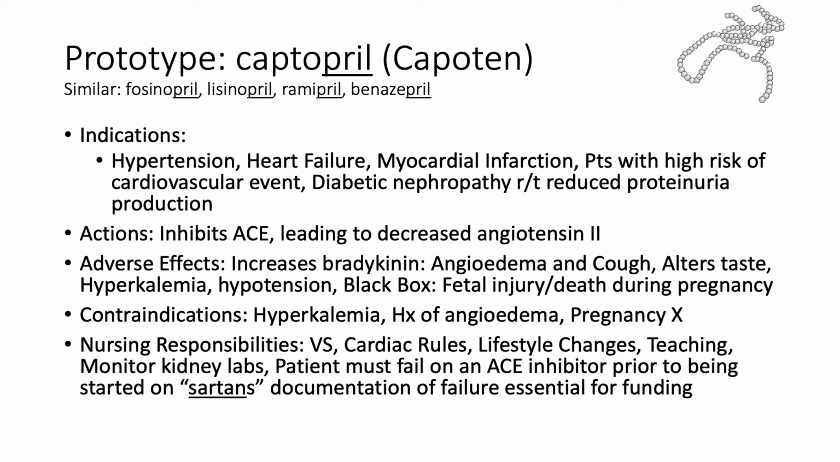And it's also been shown in diabetic nephropathy, where diabetics are now leaking protein or albumin into their urine because the nephrons are becoming very leaky, that ACE inhibitors are beneficial to slow down the progression of the diabetic nephropathy. So that's another indication. So the action we already discussed, that it inhibits the ACE enzyme, leading to decreased angiotensin II production.